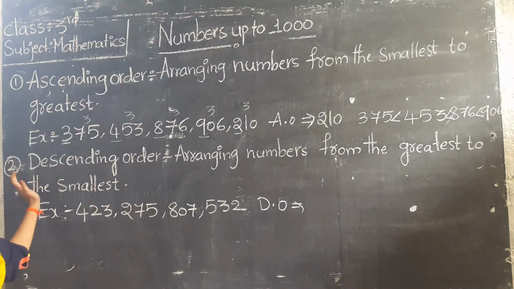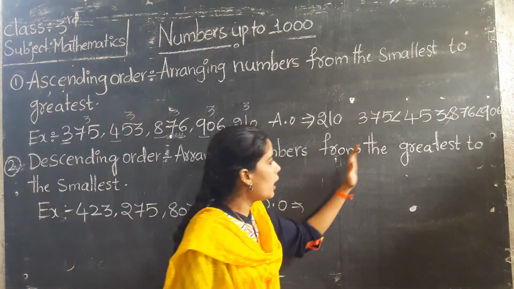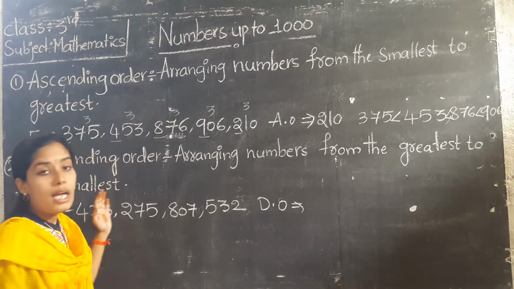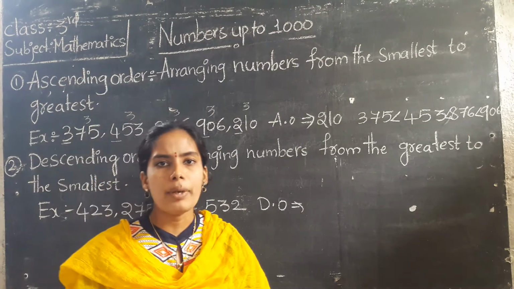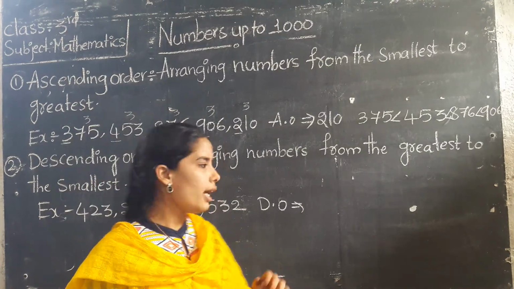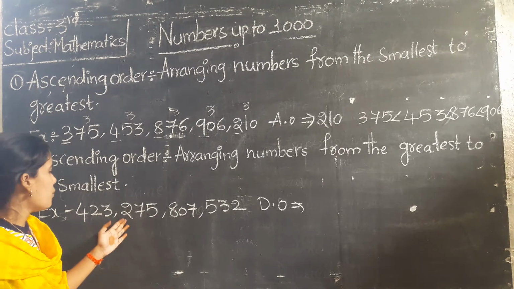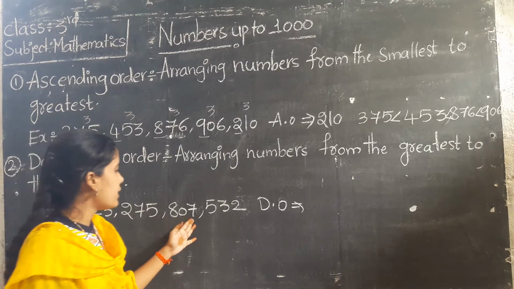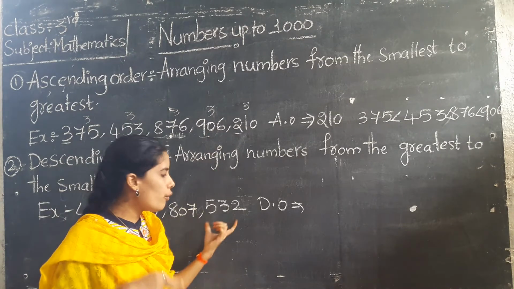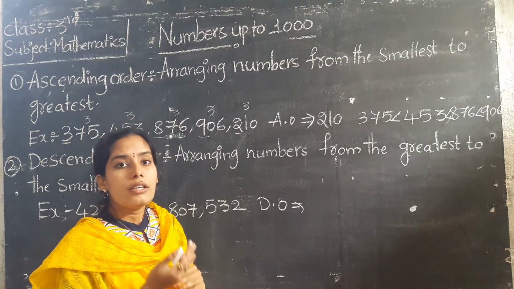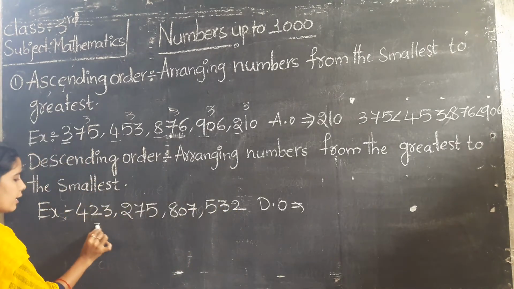In the same way, descending order also. What is the meaning of descending order? Arranging the numbers from the greatest to smallest. That means first we write the greater number, then after that the smaller numbers. Here we have one example: 423, 275, 807, 532. Before we wrote small to big. Now we have to write just the opposite, big to small.